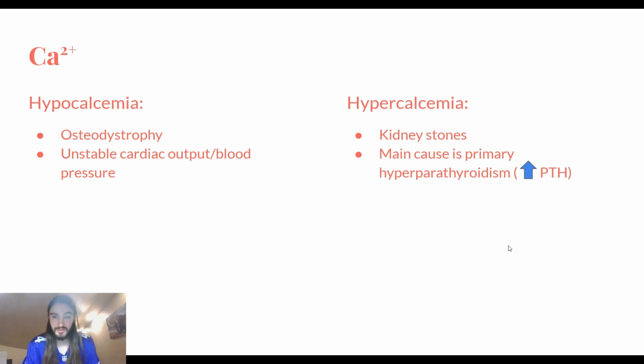Hypercalcemia is seen in kidney stones. We know that kidney stones are referred to as renal calculi. That "cal" in there is from the calcium. And the main cause of that is hyperparathyroidism, which causes an increase in parathyroid hormone, which promotes the retention of calcium.